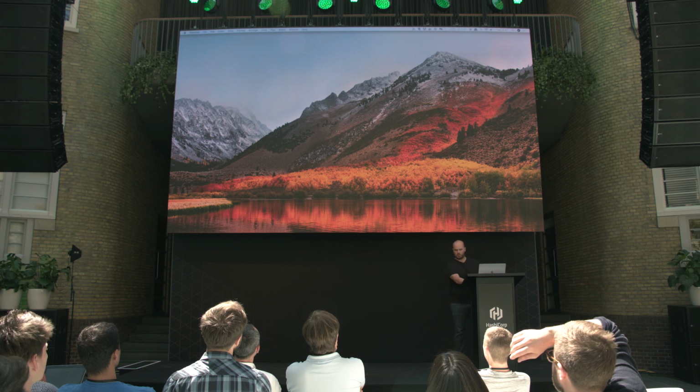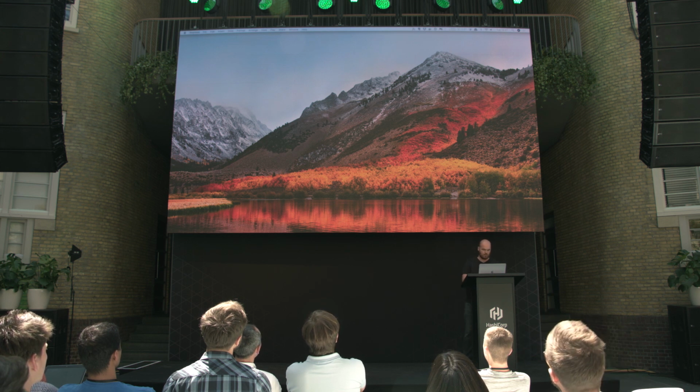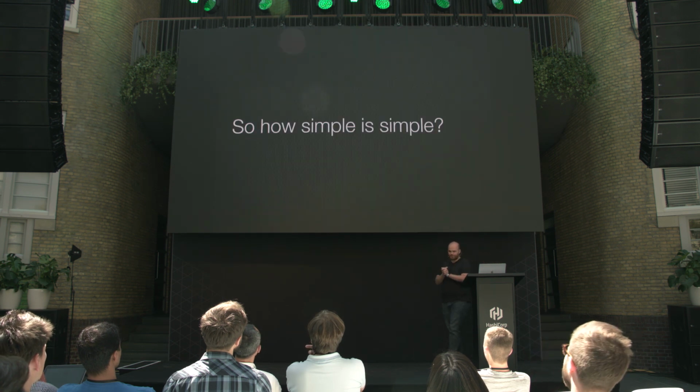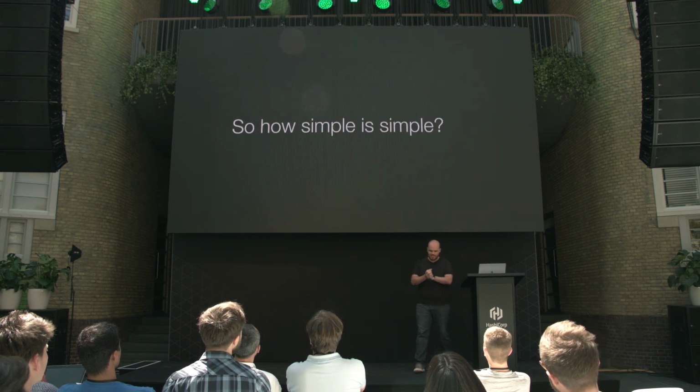So let's have a look at what else is going on here. How simple is simple? The CLI is probably one of the most basic Go programs I've ever written. And I said it at the start, it's actually written against the Triton public API. So why did we do that?